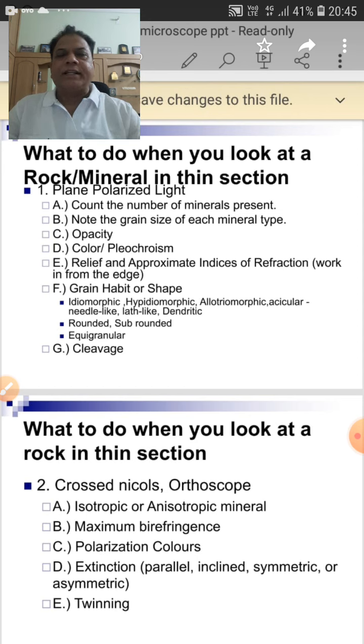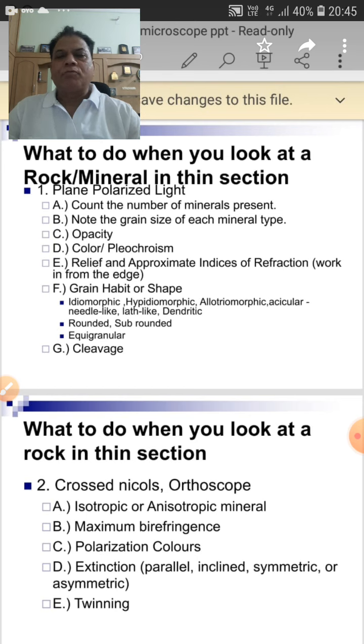The simple question that is asked in many of your competition examinations is why Canada balsam is used to adhere the rock or mineral on the slide. The simple answer is that Canada balsam has a refractive index of 1.54, which matches with the slide, that is the glass, and the cover slip. So they all behave as one medium. So that is very important.